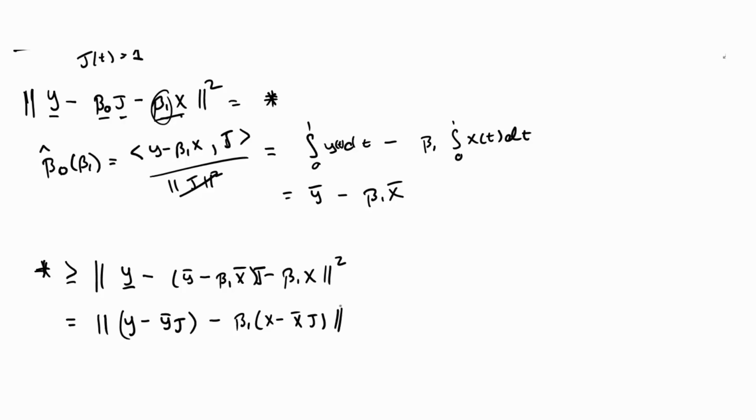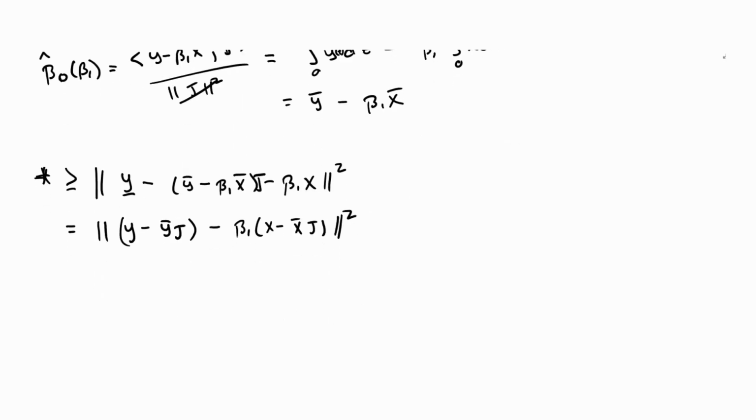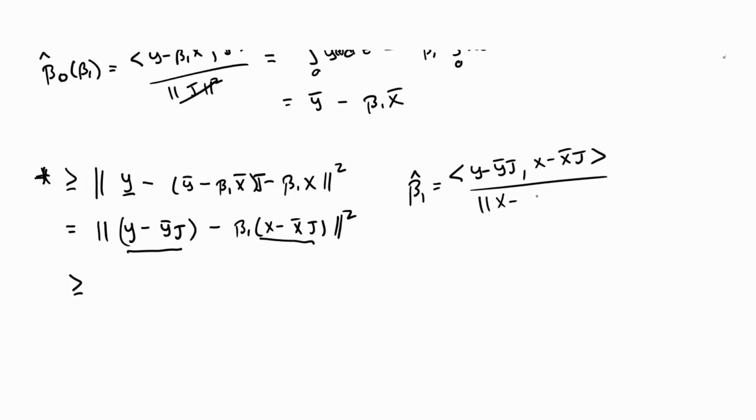So you can see that it works out to be pretty much identical to when we were developing ordinary regression. So now it's regression through the origin, right, with the centered functional version of y and the centered functional version of x. So we know that that's going to be greater than or equal to what we get if we plug in beta 1 hat equal to the inner product of y minus y bar times j and x minus x bar times j over the norm of x minus x bar times j quantity squared.